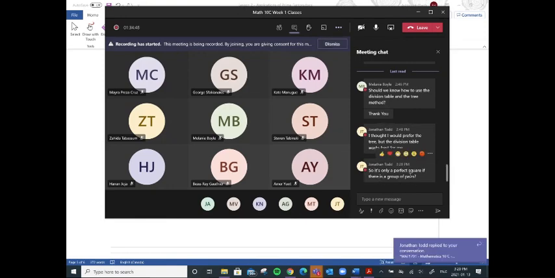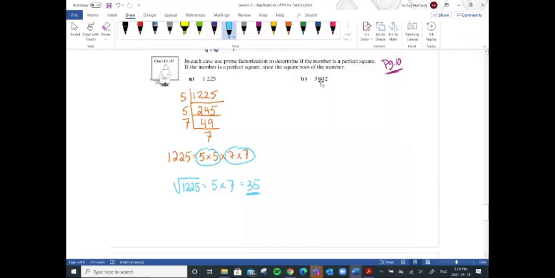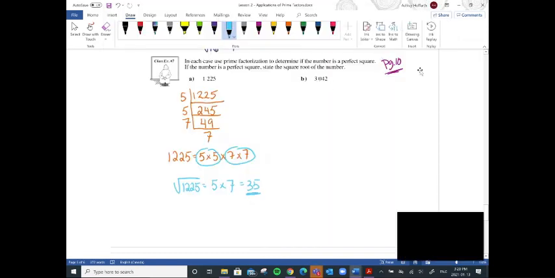Yes, so it's only a perfect square, Jonathan, if you have exact pairs of numbers with nothing else left over. I'll actually do the next one here to show you, because 3042 is not a perfect square. So let's do this one really quick here.